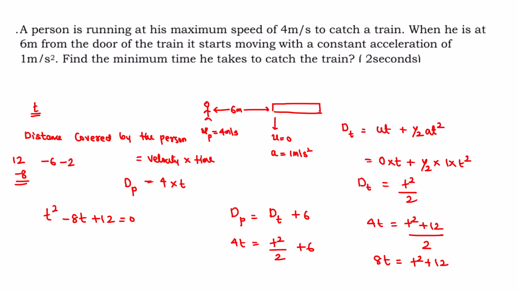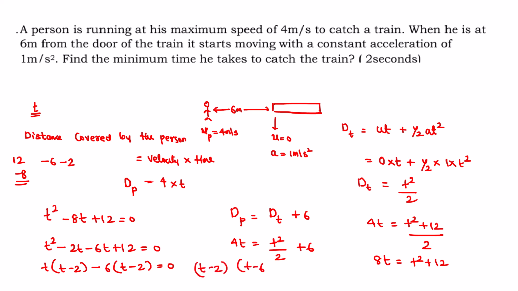6 into 2 is 12. Minus 6 into minus 2 is 12. So minus 6 plus minus 2 is minus 8. So we can write this as t square minus 2t minus 6t plus 12 equal to 0. If you take t common from the first two terms, you get t into t minus 2, and if you take minus 6 common, you will get t minus 2 equal to 0. Now you can take t minus 2 common: t minus 2 into t minus 6 equal to 0.